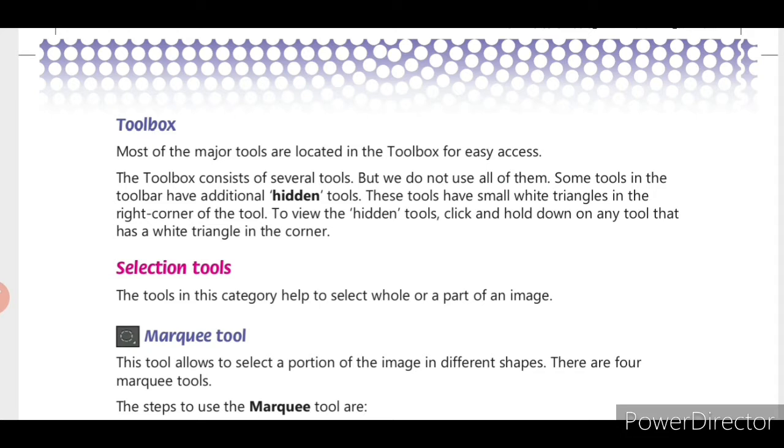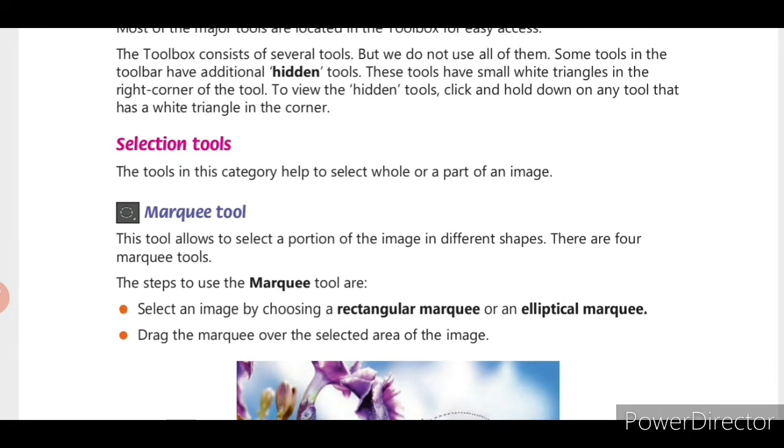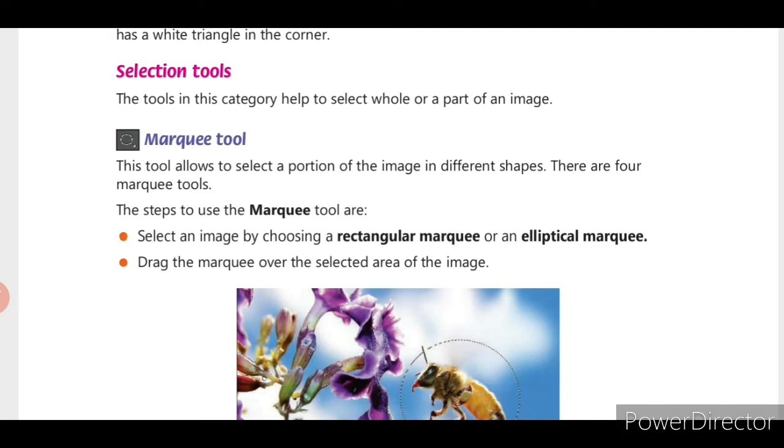Okay, so how is it represented? The hidden tools always have a small white triangle in the right corner of the tool. So to view the hidden tools, we need to click and hold down on any tool which has a white triangle at the right side.